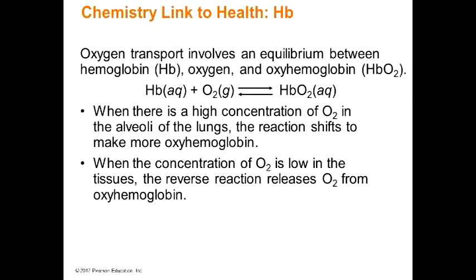Oxygen transport. Oxygen transport involves an equilibrium between hemoglobin, oxygen, and oxyhemoglobin. You get it? So you have hemoglobin, oxygen, and oxyhemoglobin. This is an equilibrium. When there is high concentration of oxygen in the lungs, the reaction shifts more to oxyhemoglobin. So more oxygen, you get more oxyhemoglobin. When oxygen is low in the tissue, the reverse reaction releases oxygen from oxyhemoglobin.